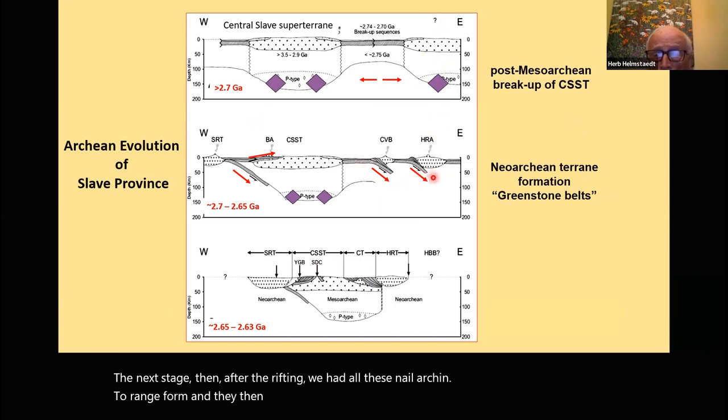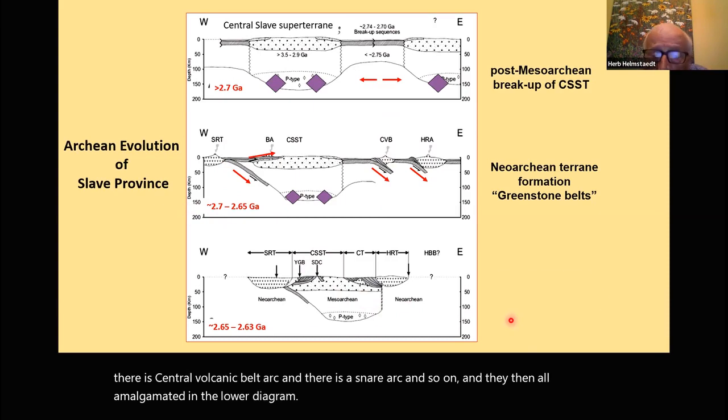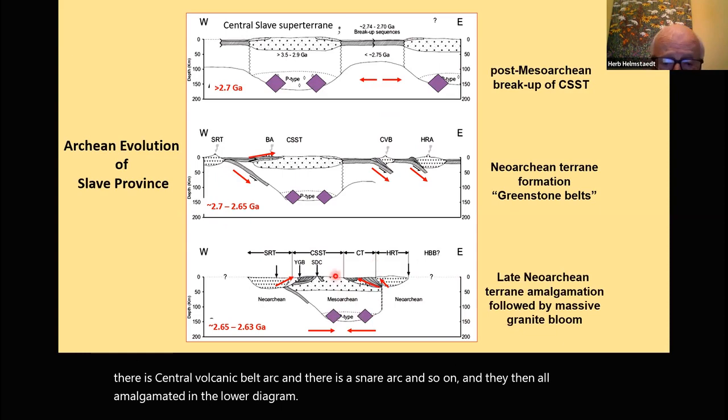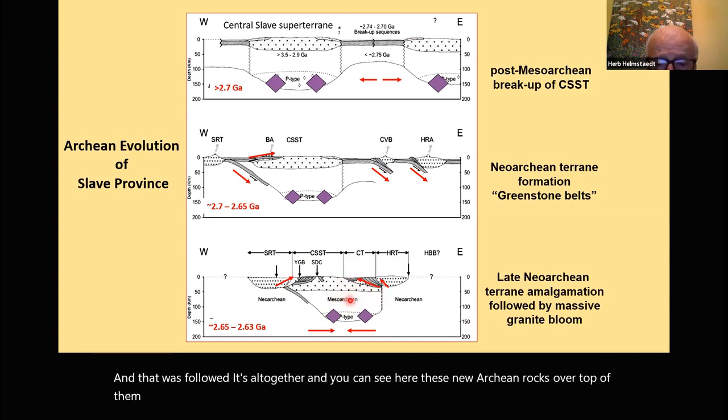Here is the Hackett River Arc. There's an arc, and there is a central volcanic belt arc, and there is a Snare arc, and so on. And they then all amalgamated in the lower diagram. And that was followed. It's all together, and you can see here these Neo-Archean rocks over top of the Mesoarchean basement, and that's where the kimberlites, with the diamonds, are.